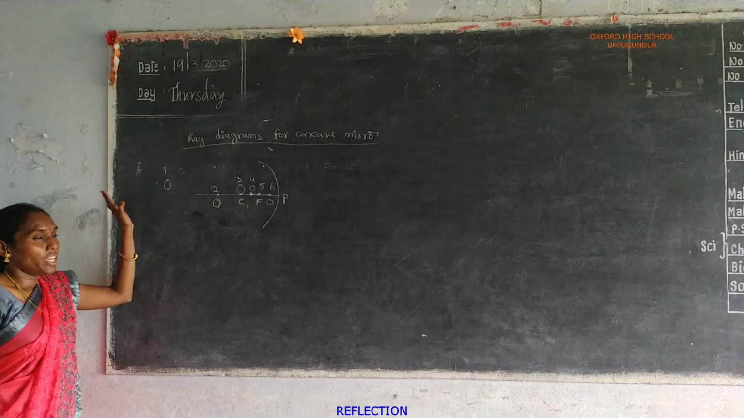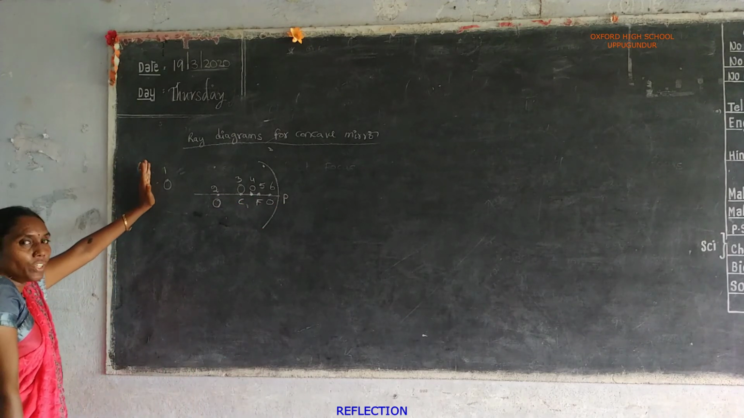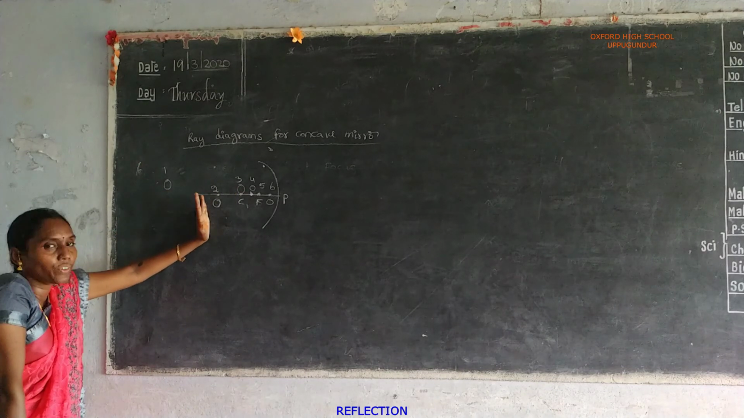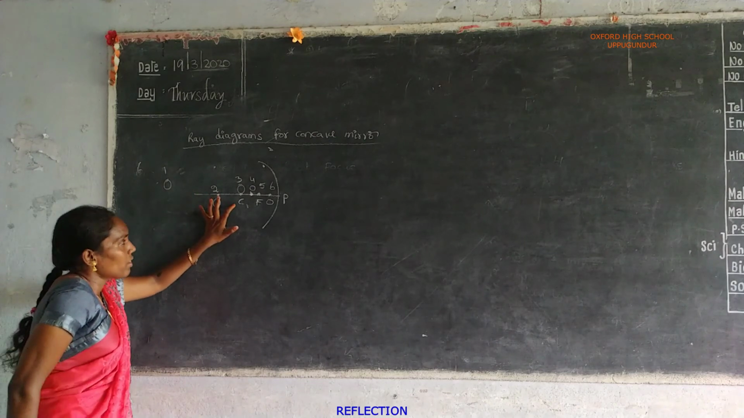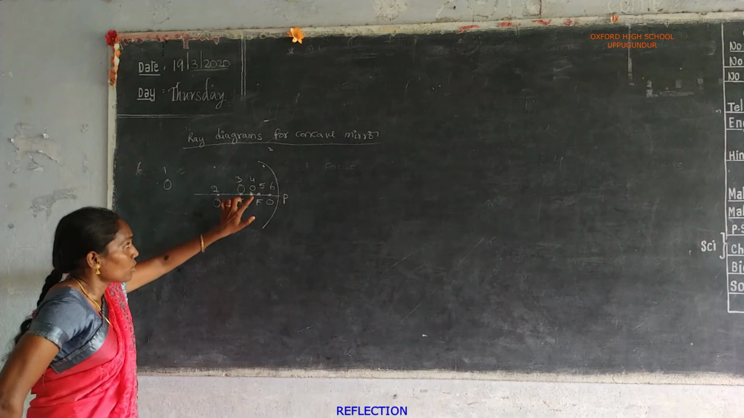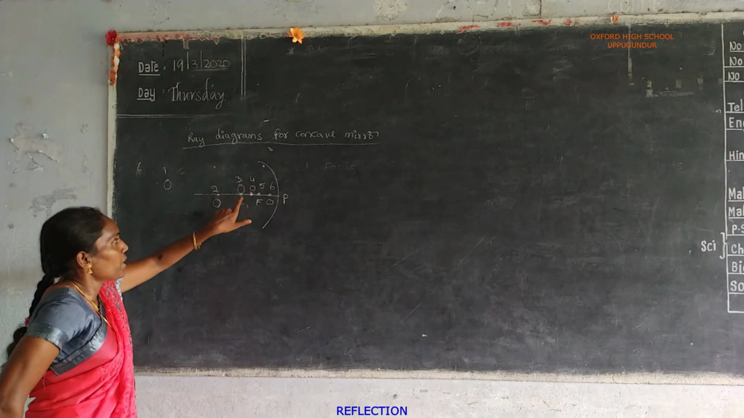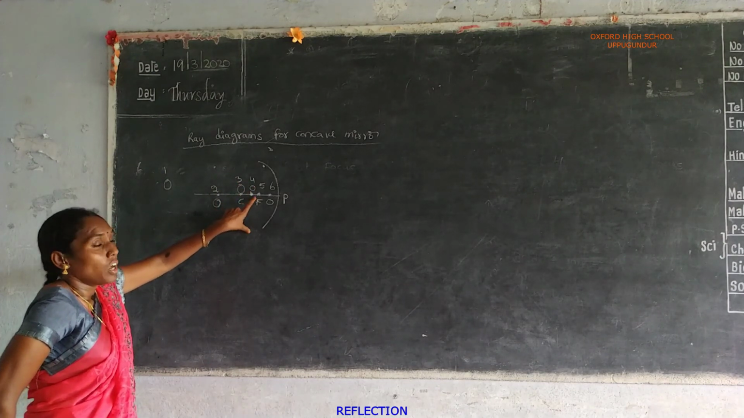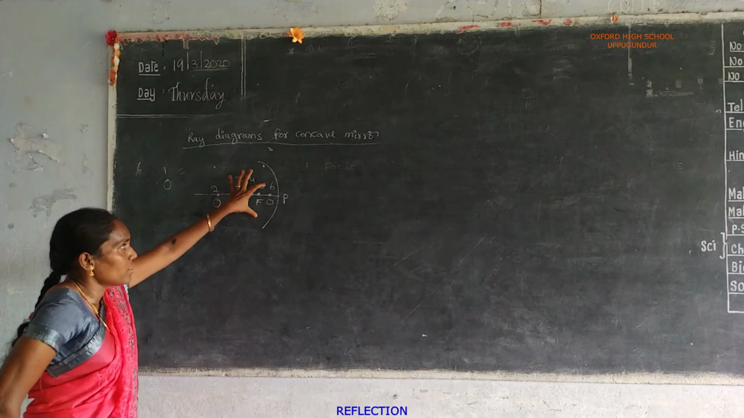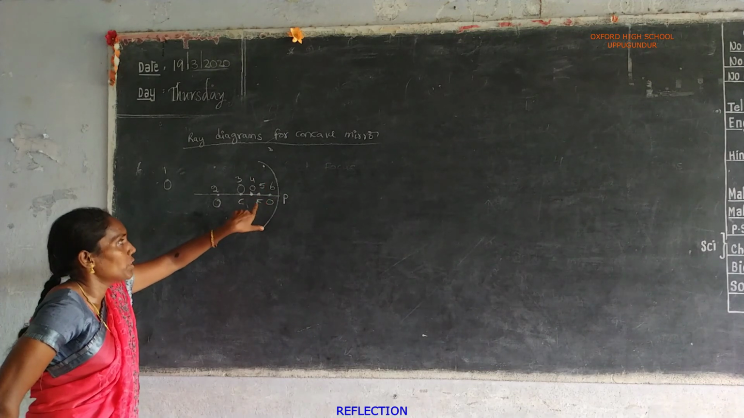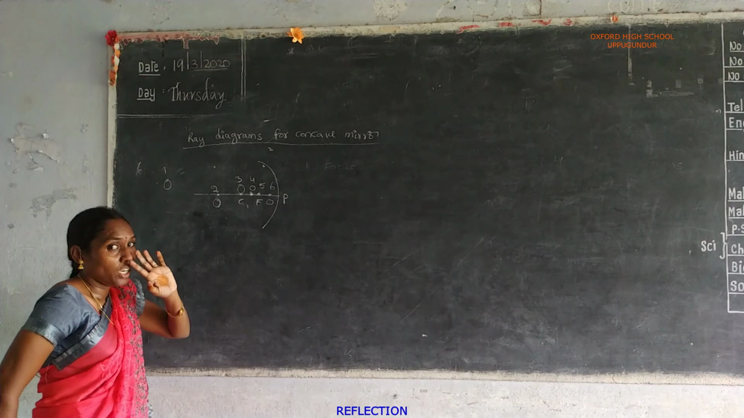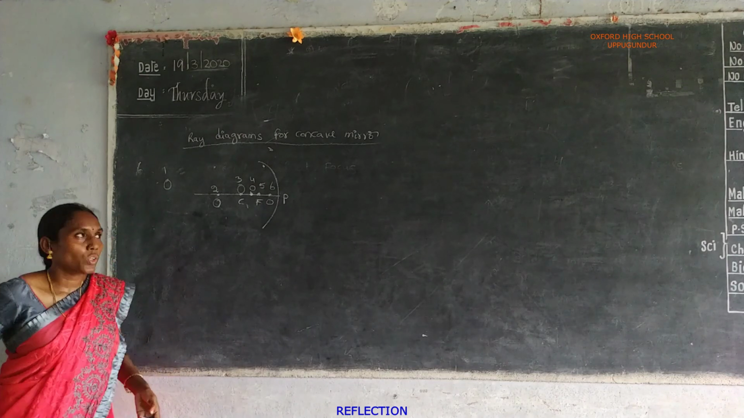First ray diagram, when the object is at infinity. Second ray diagram, when the object is placed beyond center of curvature. Third ray diagram, when the object is at center of curvature. Next, fourth ray diagram, when the object is placed between C and F. And fifth ray diagram, when the object is placed at focus. And the sixth ray diagram, when the object is placed between pole and focus. These are the 6 ray diagrams for a concave mirror.